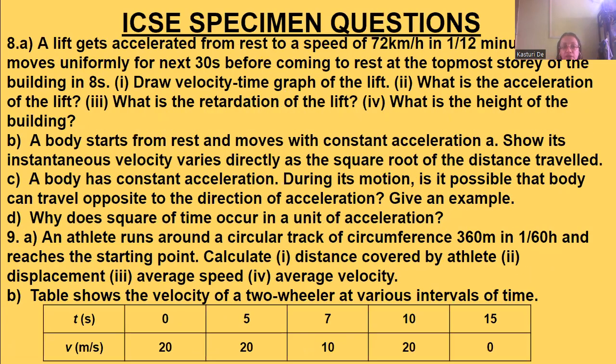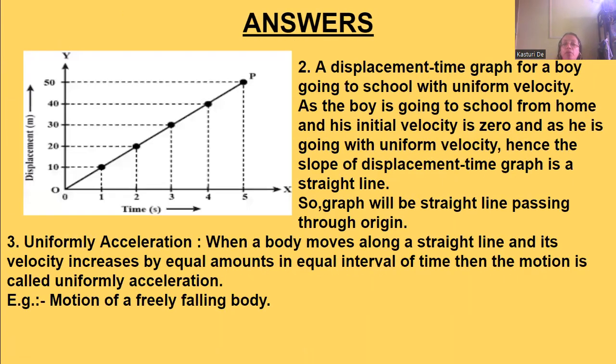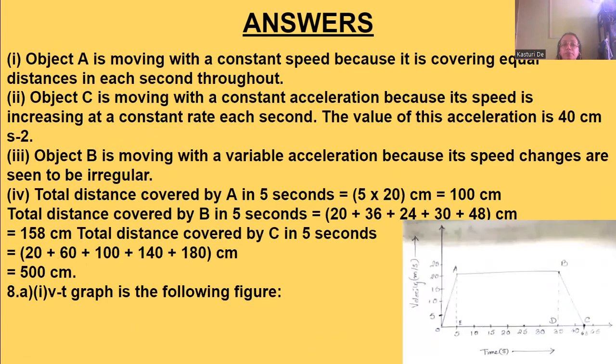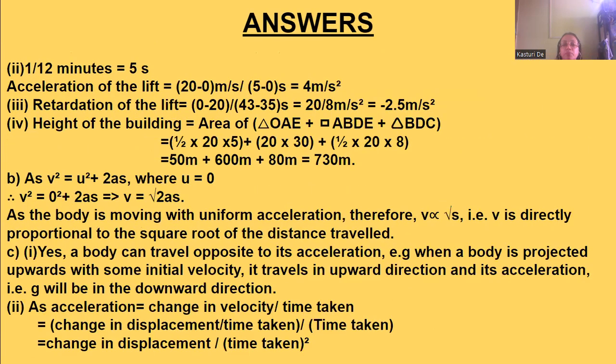Question number 8. A body has constant acceleration. During its motion, is it possible that a body can travel opposite to the direction of acceleration? Give an example. So for this, yes, the body can travel opposite to its acceleration.